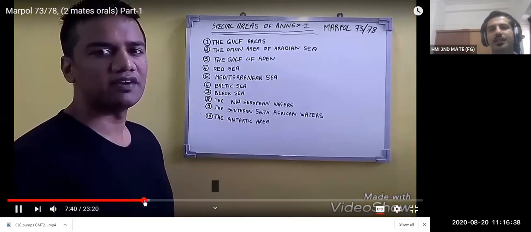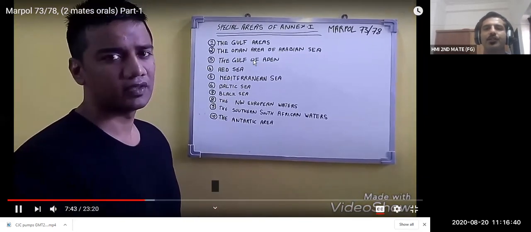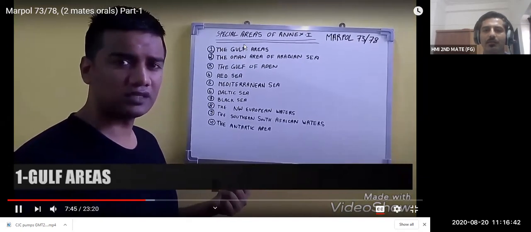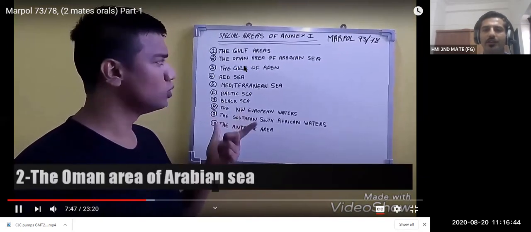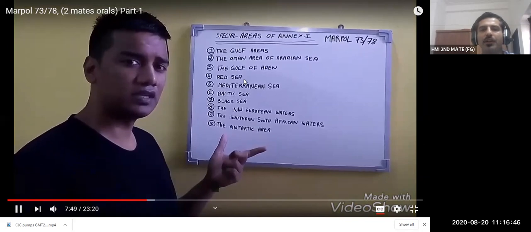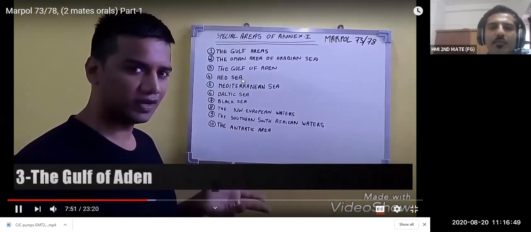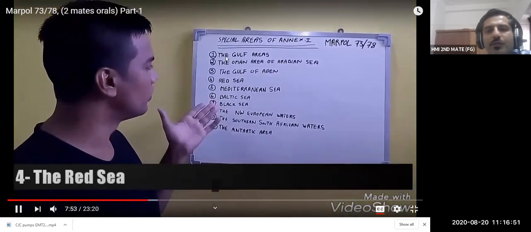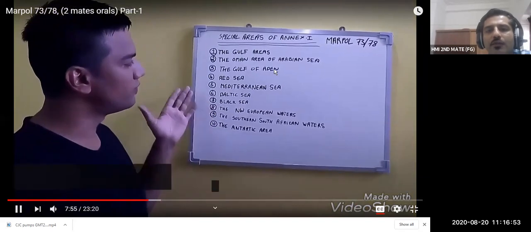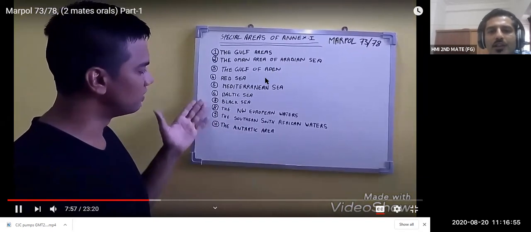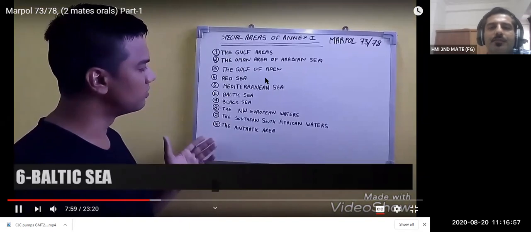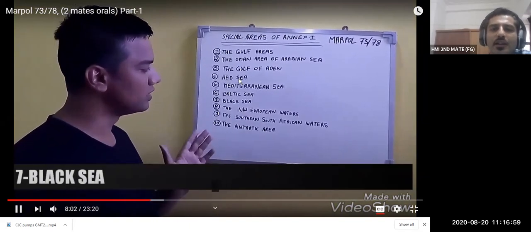So these are the special areas for Annex 1. You can remember by like this: G square, B square, Raman. G is for Gulf areas and Gulf of Aden, that is G square. B square for Baltic Sea and Black Sea. And Raman is then again Red Sea.